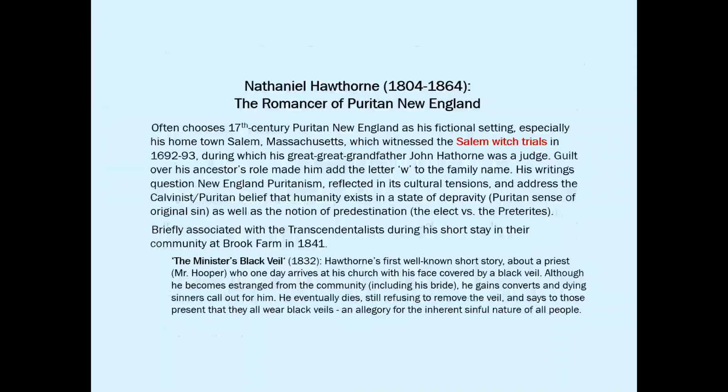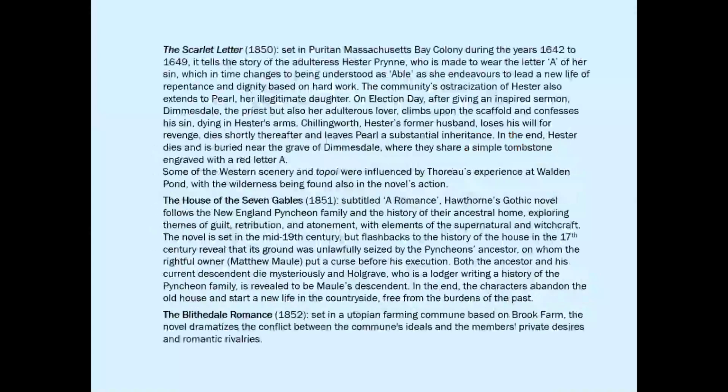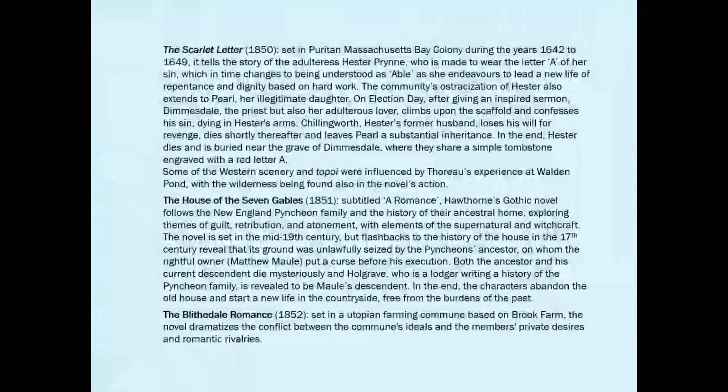I've detailed here and on the following slide the major works that he's written. I won't spend too much time on them because it's a kind of short summary of what happens. You can see the title, a minister is a priest, so he clearly deals with religious institutions. And this short story, the first well-known short story, deals with the black veil, which is a kind of symbol that represents the inward sin of all human beings in that story. I won't comment on the last title on this slide, but the first two are perhaps the most important work he's ever written. The Scarlet Letter, still arguably one of the best novels in American literature.